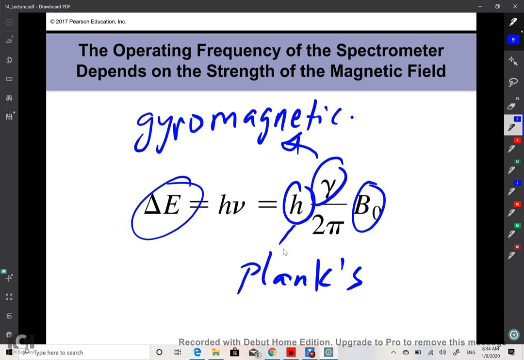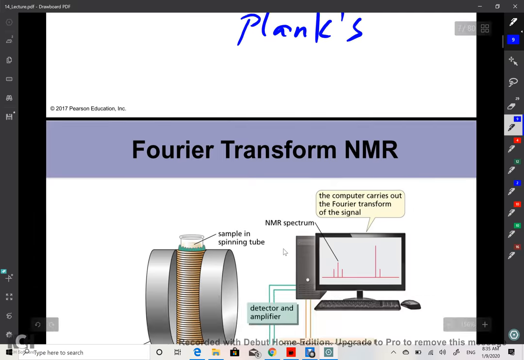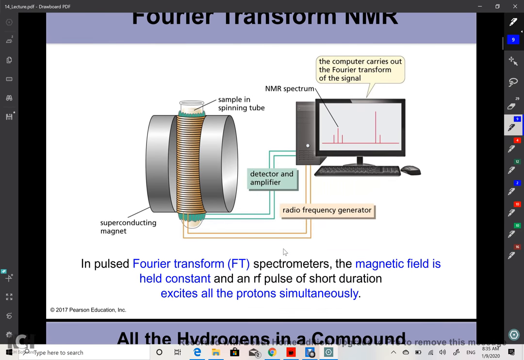So, protons. Remember, when I say proton, what I mean is a hydrogen atom, okay? Because they can be used interchangeably. The proton has a specific value for its gyromagnetic constant. Carbon also has a specific value. So the value of the gyromagnetic constant depends on the type of atoms you have.